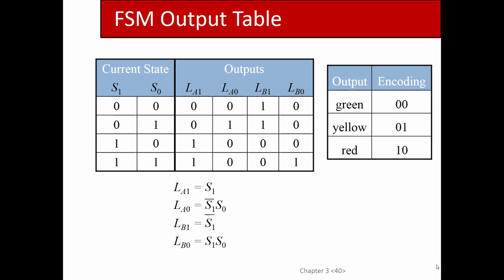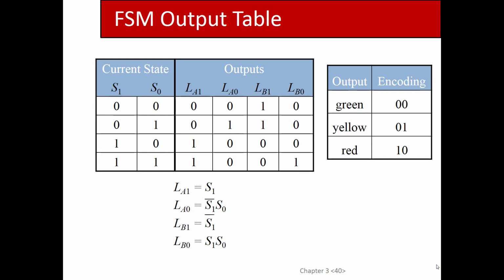So LA1 is just S0. Is that true? LA1, the most significant bit of LA, is equal to S1. So S1 is the most significant bit here. Oh, look at that. Yeah, LA is 0, 0, 0, 0, 1, 1, 1, 1. Yeah, looks good. And then just 3 more bits.